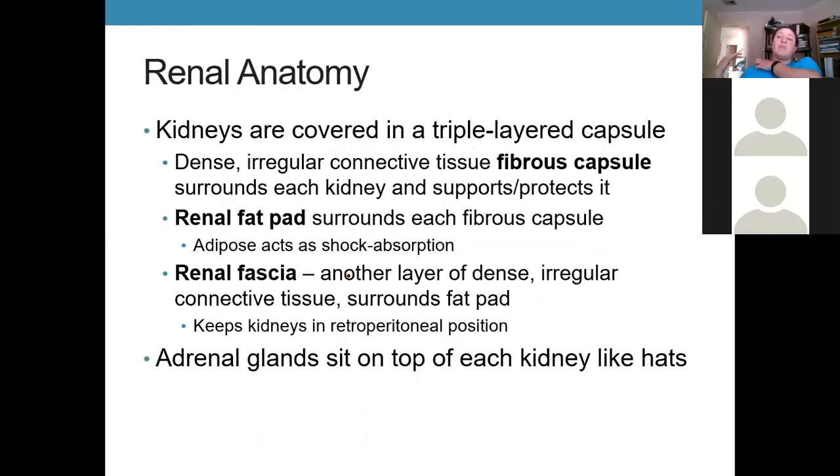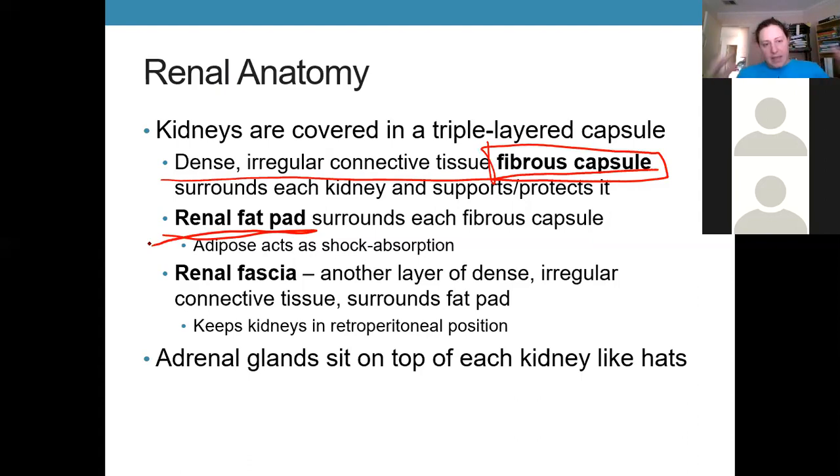All right, so there's no serosa here, but the kidneys are super important. They need to be really well protected. So there's actually a triple layer capsule surrounding the kidneys. Immediately around the kidney itself, essentially its outermost layer, is dense irregular connective tissue forming a fibrous capsule. So that supports its outer shape and helps protect it. And then around that fibrous capsule is what we call the renal fat pad. So literally we have a layer of fat wrapped around the kidney for shock absorption and protection.